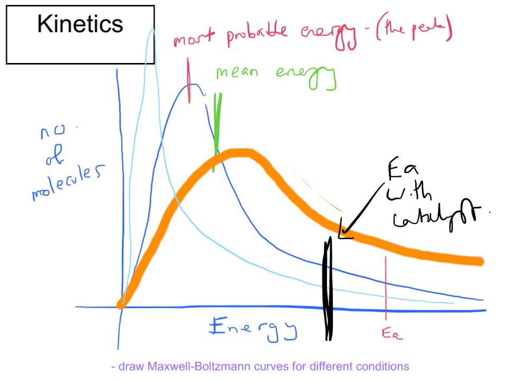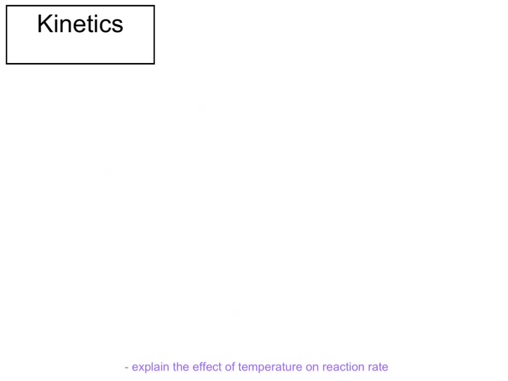And so that would mean that, again, more molecules have the energy required to react, or the minimum energy required to react. So we can use that Maxwell-Boltzmann distribution to explain the effect of temperature on the reaction rate. And if they ask you why increasing the temperature increases the reaction rate, they only really want one thing, and that is that there are more molecules that have the required energy to react, or have an energy higher than the activation energy. That'll get you 1 mark.